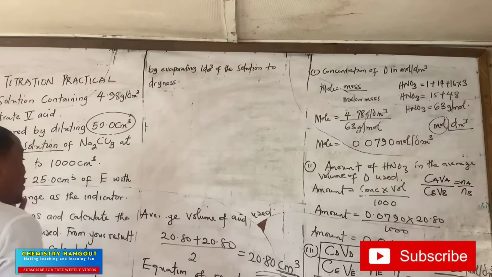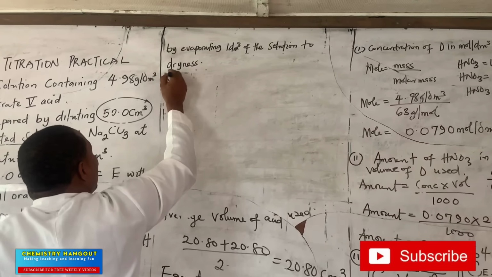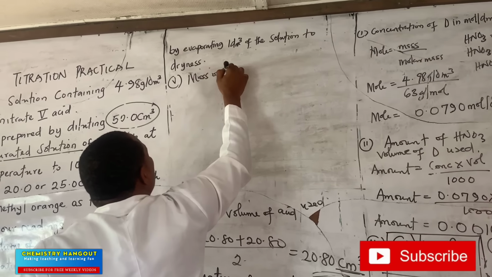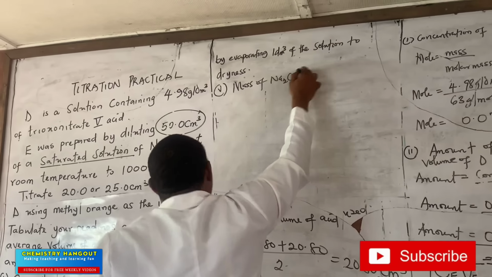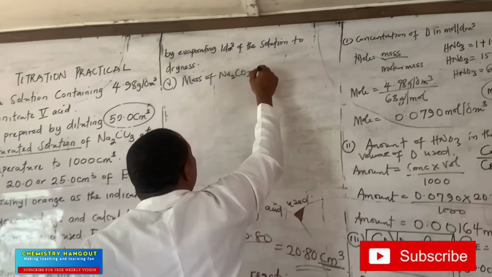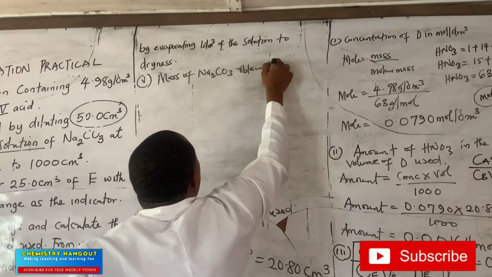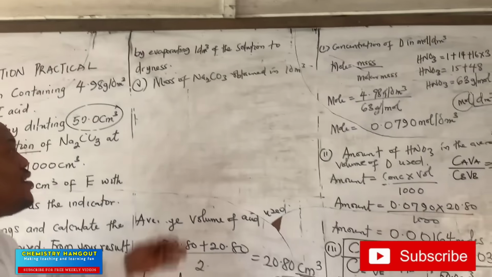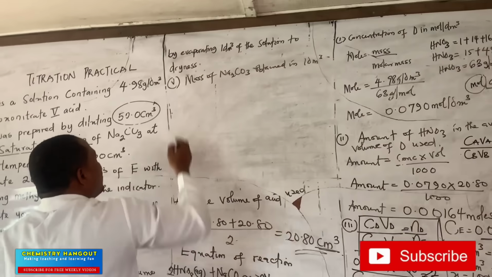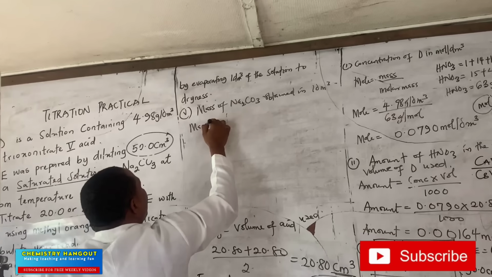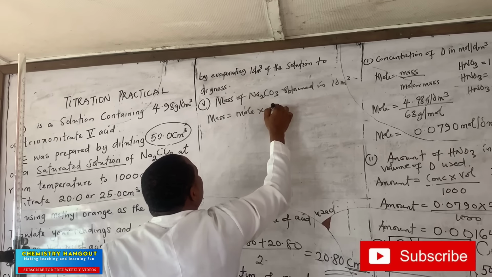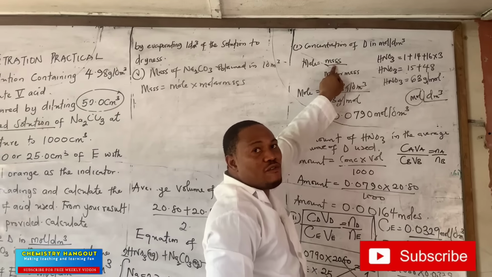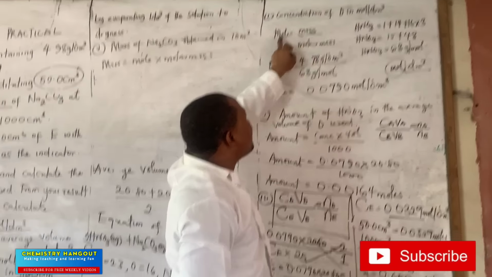Very, very important. So now, the last one now, which is what? Mass of Na2CO3 that will be obtained in 1 dm cube if it is evaporated. That one is easier. If you are looking for the mass, what do we do? The mass will now be the mole times molar mass. It's just like making mass the subject of the formula.